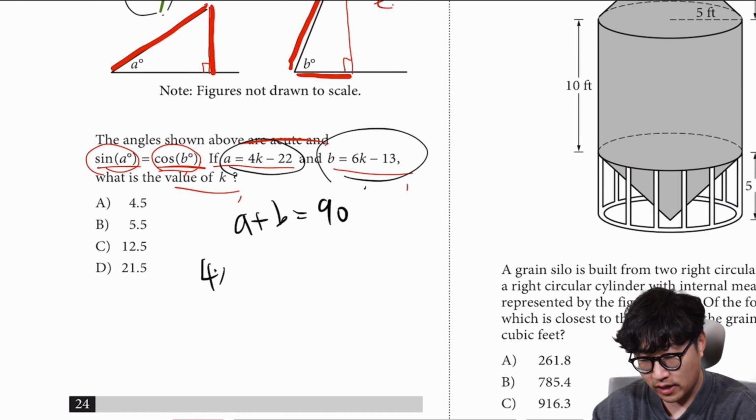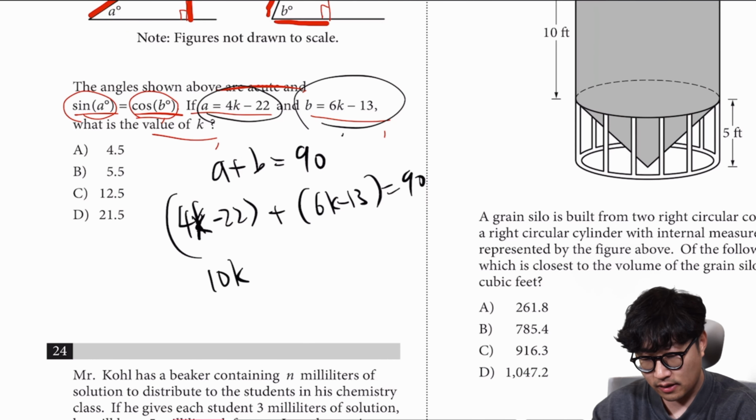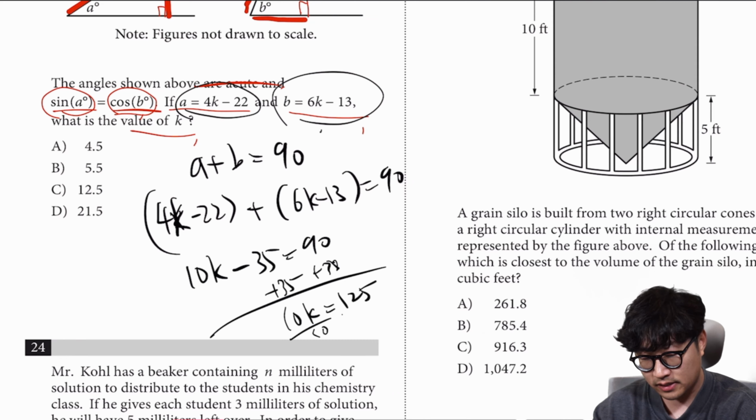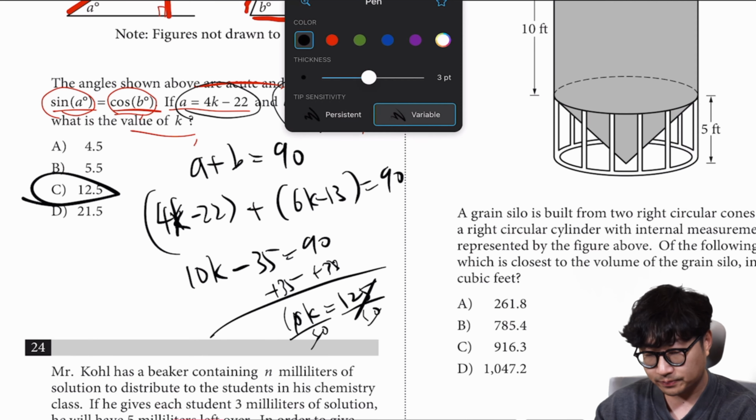So A is 4K minus 22, and then plus B, 6K minus 13, and that is 90. So that'll be 10K minus 35 is equal to 90. Add 35 on both sides, and you get 10K is equal to 125. Divide by 10 on both sides. So you get 12.5, answer choice C.